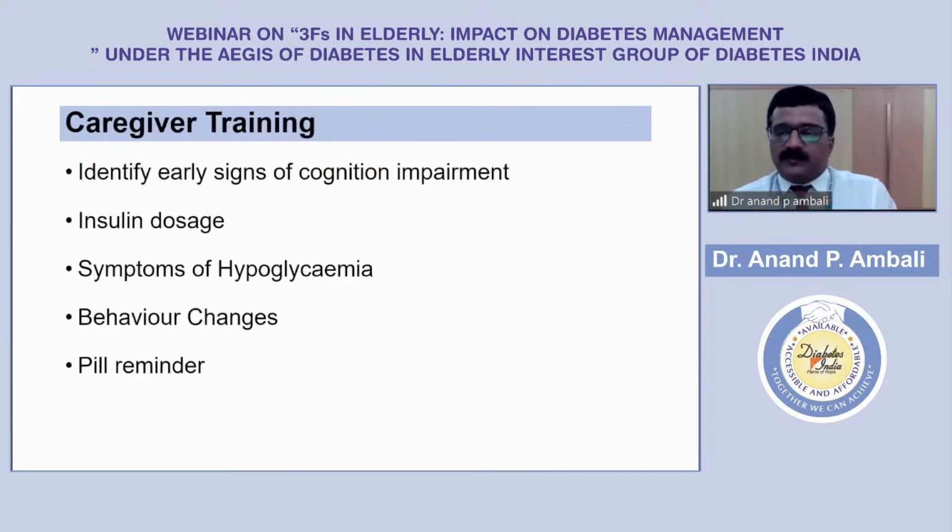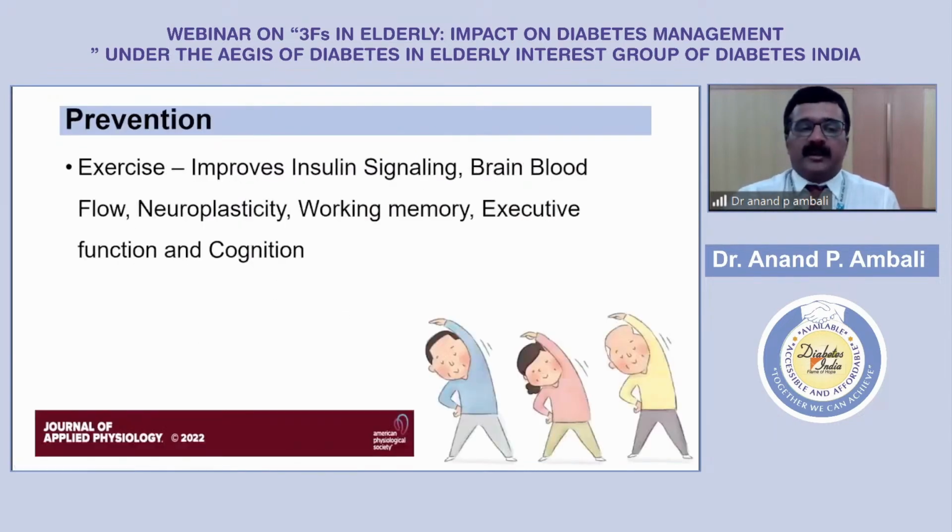Now, the most important person I told you about: caregiver training. We need to train the caregiver regarding identification of red flag signs in them. Insulin dosage has to be monitored. Symptoms of hypoglycemia should be taught to them, which we do as physicians. Identification of behavior changes and pill reminders should be done.